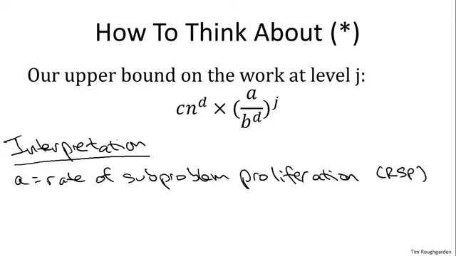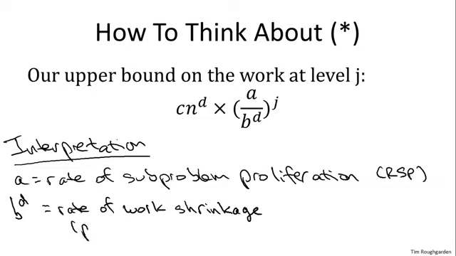This is why our algorithm might run slowly, is because as we go down the tree, there are more and more subproblems, and that's a little scary. The forces of good, what we have going for us, is that with each recursion level j, we do less work per subproblem. And the extent to which we do less work is precisely b to the d. So I'll abbreviate this rate of work shrinkage, or this quantity b to the d, by RWS.